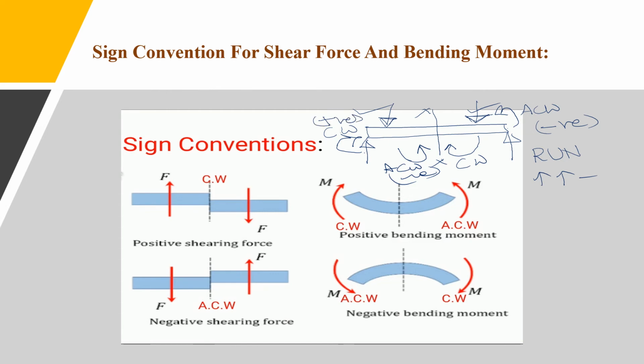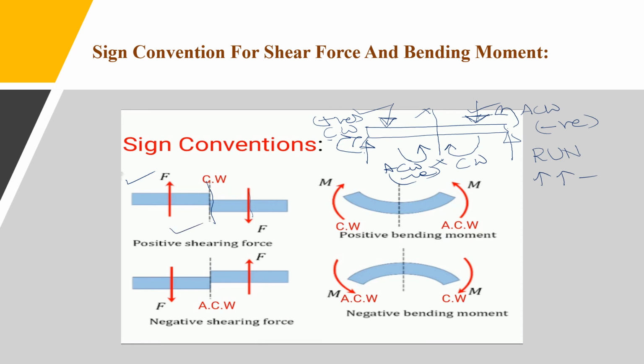Now let us see this first figure. The left side upward is clockwise and right side downward is clockwise. So those two are positive shear force. Now see this first figure. This is the x-axis section and right side downward is positive. Similarly, left side upward is also positive. This shear force is positive shear force.